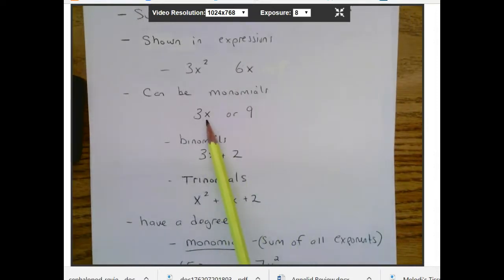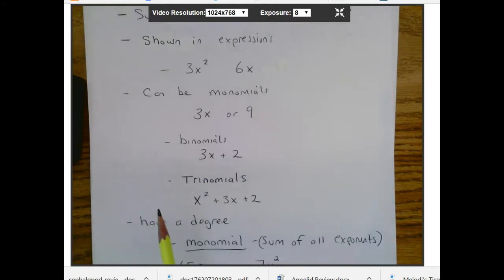And so polynomials can have monomials in them, so they can be 3x, and a monomial can also be a constant like 9. So 3x is a monomial, and 9 is a monomial, and it can also be part of a polynomial, and poly means like 3 or more. Okay, and it's talking about all these different variables. We have this equation or function where it has 3 or more variables.